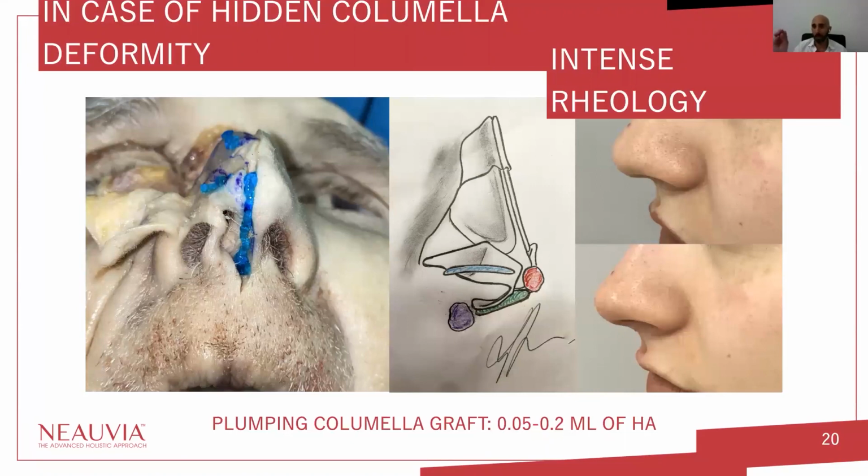If we have some site-specific injection characteristics, for example the columella, when we have the so-called hidden columella deformity, we can just release hyaluronic acid linearly from the anterior nasal spine to the tip of the nose. And you can see in the middle picture the green drawing that represents the so-called plumping columella graft. And this helps us to have more projection of the tip of the nose.